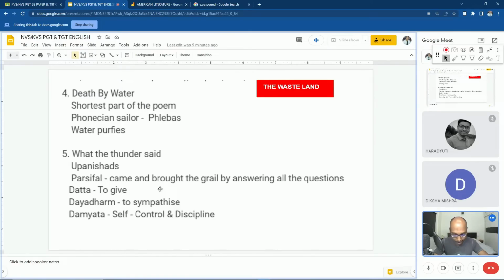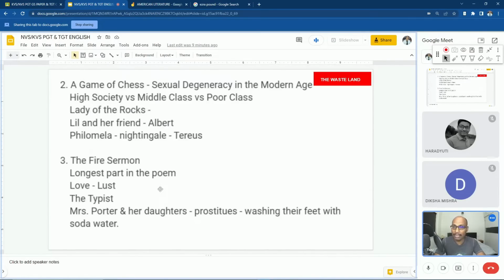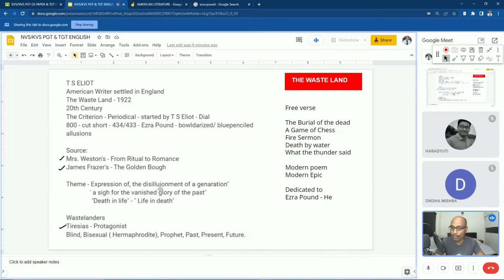Now, these are the 5 parts of the poem The Wasteland. Let me go through it quickly once again. This poem, The Wasteland, is divided into 5 parts. First one is the burial of the dead. Second one is the game of chess. Third one is the fire sermon. Fourth one is the death by water. And the fifth one is what the thunder said. And the central character who is explaining, or the protagonist of the poem, is Tiresias.